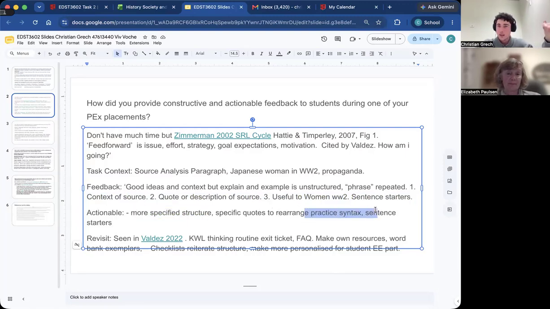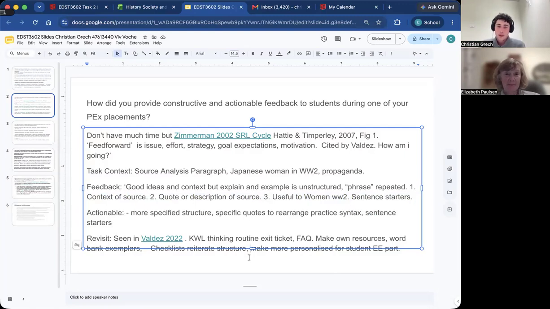For ELD, syntax, some students might have very good BICS, so they can talk to you about things very well. The syntax isn't always very good. They might repeat things. So just really honing in on that structure and synthesis is really good for them. The written word is very different to the spoken word, let alone in the context of history.